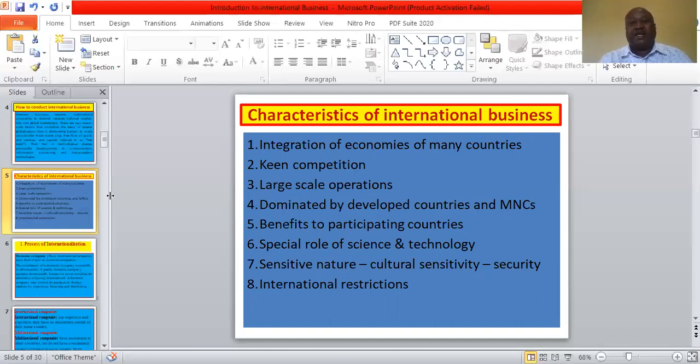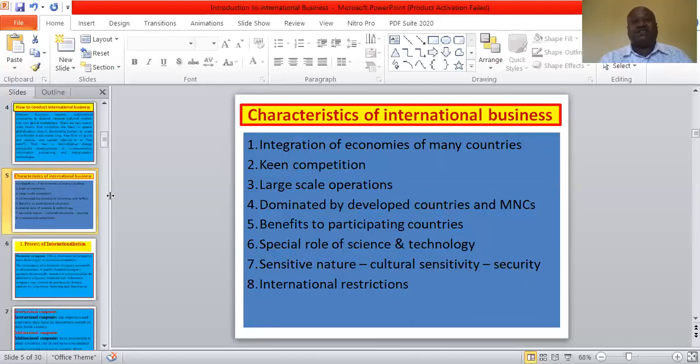It is dominated by developed countries and multinational corporations, like Coca-Cola. In this country, we have Coca-Cola, and it's a multinational corporation, and many others. Benefits to participating countries. Each country that enters into the international business arena strives to benefit in one way or the other. Special role of science and technology. This one also is very important. It cuts across borders. Countries learn from each other and develop in technology.